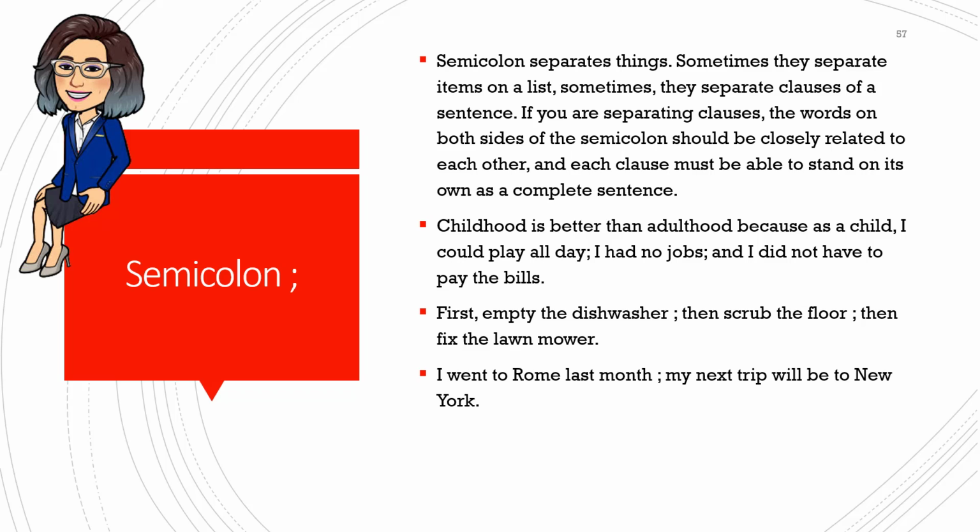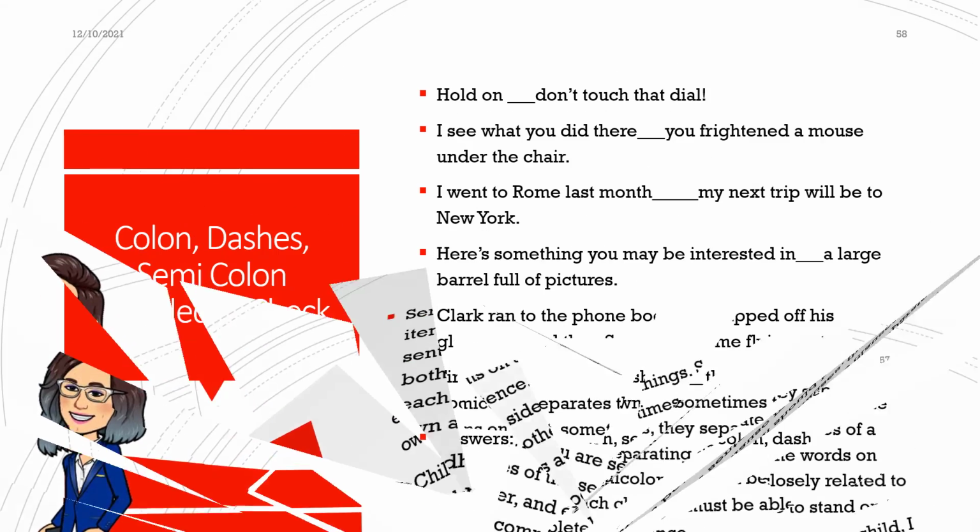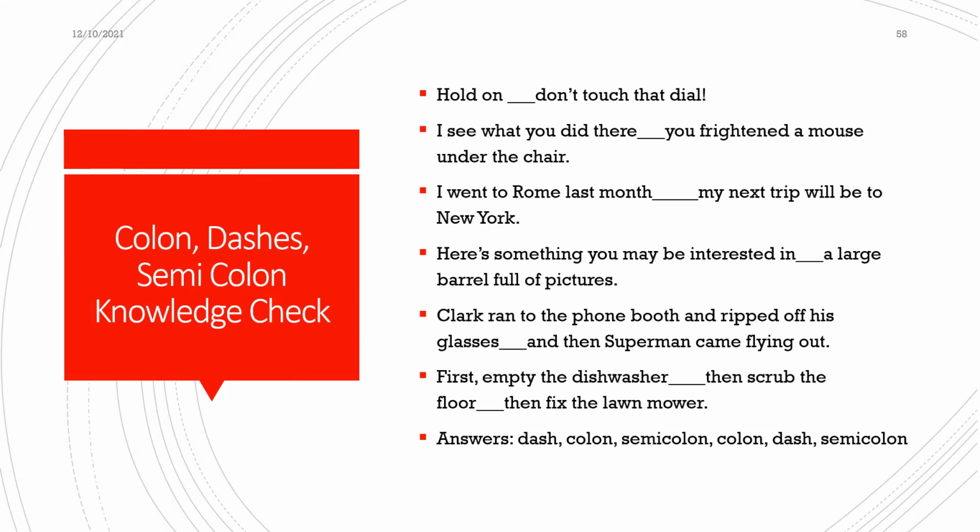Childhood is better than adulthood because as a child I could play all day; I had no jobs; and I did not have to pay the bills. So that's how you would use the semicolon, because a semicolon is like and.